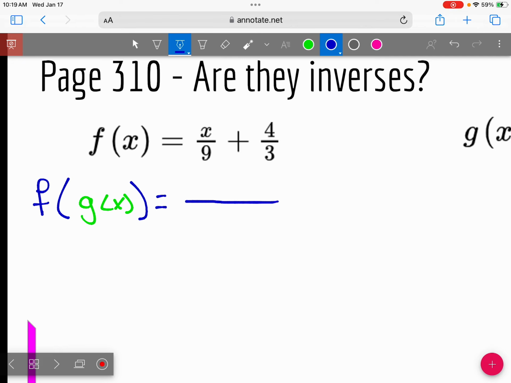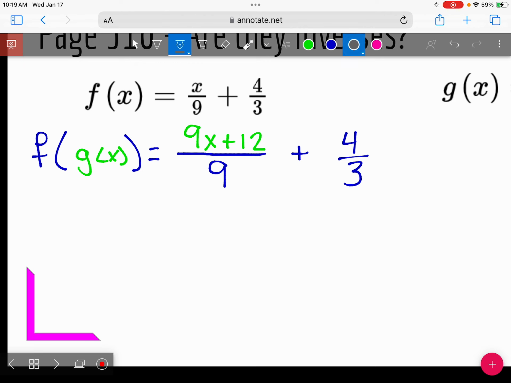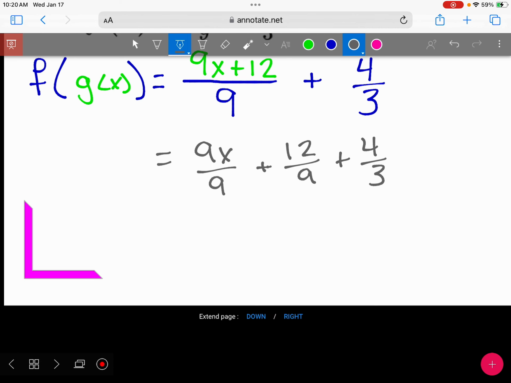So we're going to come in and we're going to substitute my (9x + 12)/9 + 4/3. Whenever we're given one of these giganto fractions like this, I want us to uncommon that denominator. We're going to split it up. So this is going to become 9x/9 + 12/9 + 4/3. And we're going to simplify this.